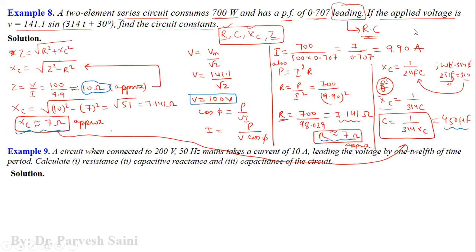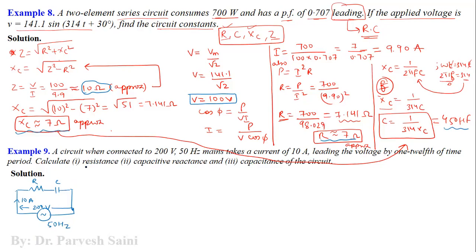Now let us come to the next question, which is given here. In this we have an RC circuit basically. So this is an RC circuit which is connected to an AC source, and the current in this is 10 ampere, and the voltage is 200 volt, which is the RMS value, and the frequency is 50 hertz.